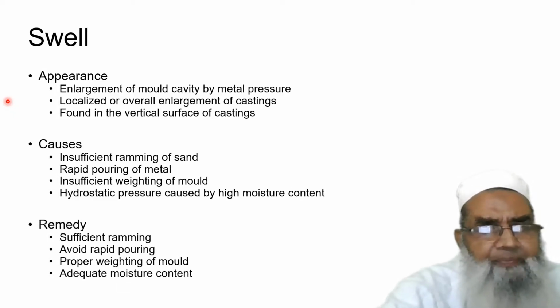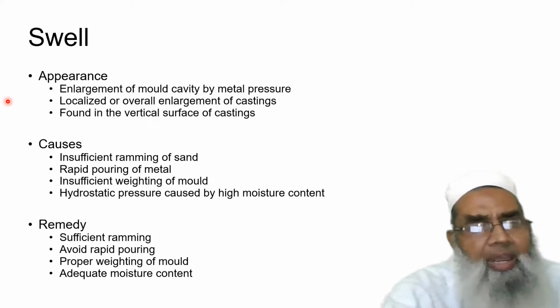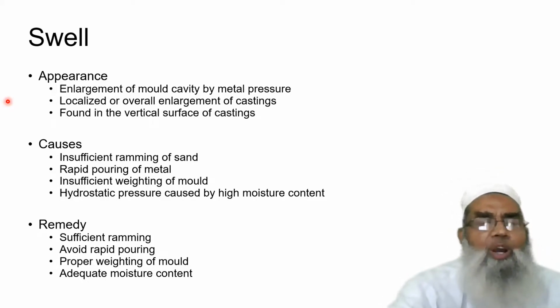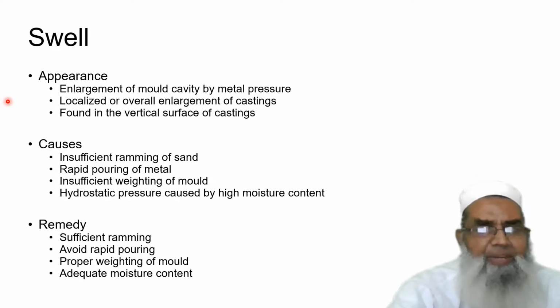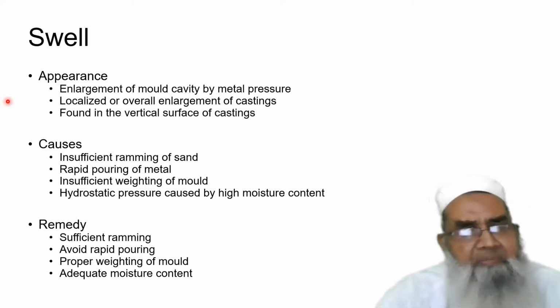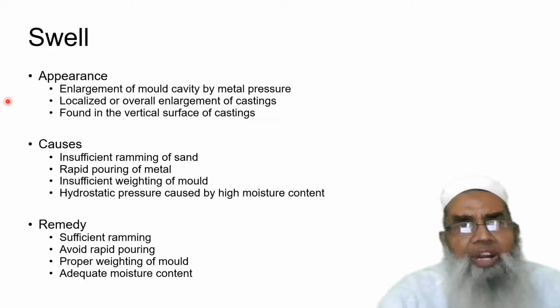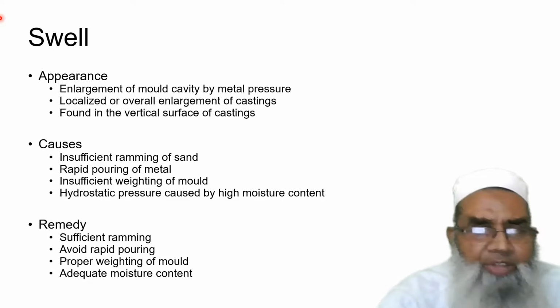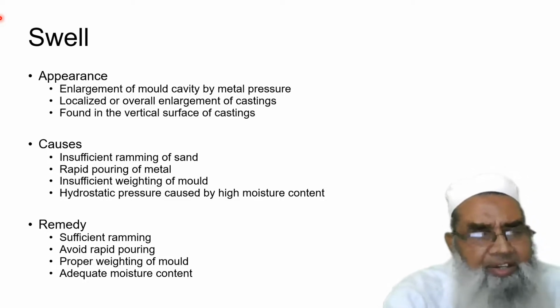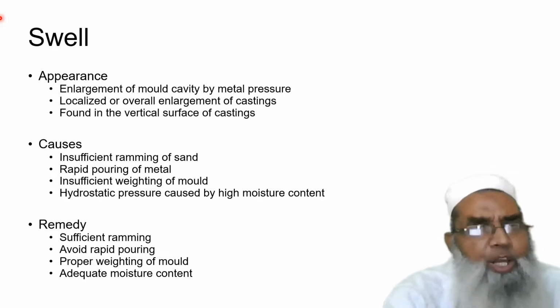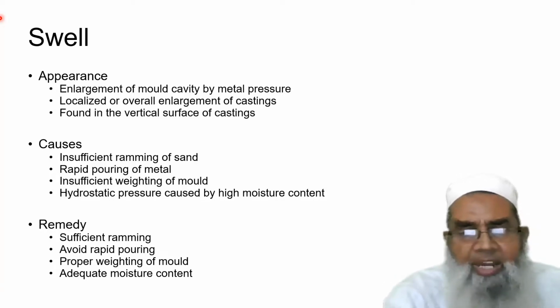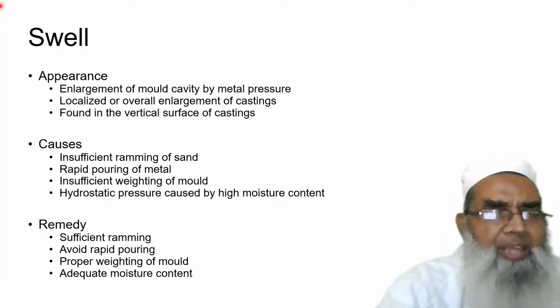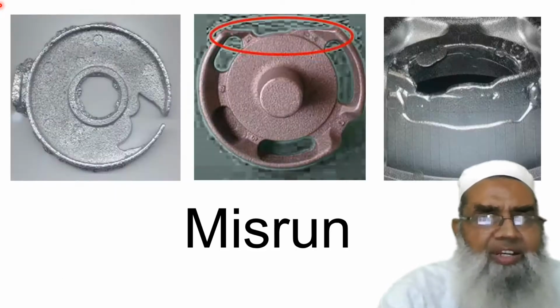Now causes: insufficient ramming of sand, rapid pouring of metal, insufficient weight of the mold, and hydraulic pressure of the molten metal, which may be due to high moisture content, may cause the surfaces to swell into the mold cavity. Therefore sufficient ramming, avoiding rapid pouring, proper weighting of the mold and adequate moisture content can be helpful to avoid this type of defect.